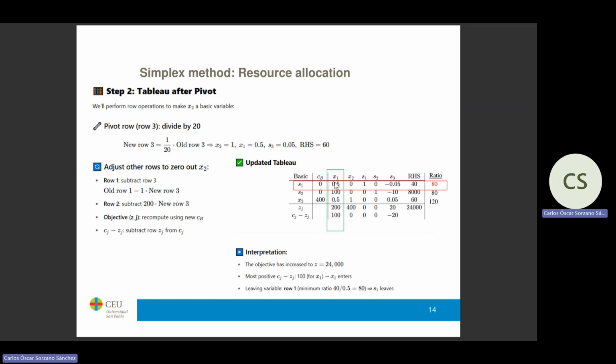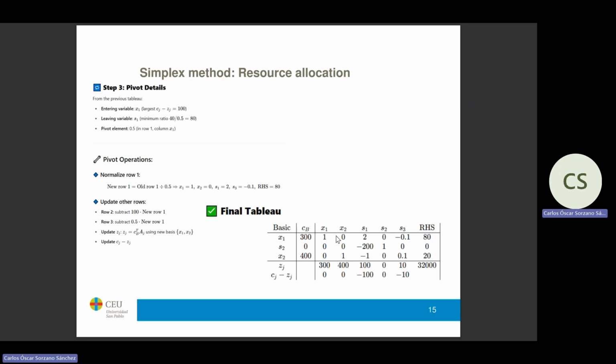So again, we have to make this element 1. So we have to divide by. So, and with this one, we have to make these 2 elements 0. This is what we have done here. So this is 1, and then the 2 elements are 0. We already have these zeros. And then this is the updated table.